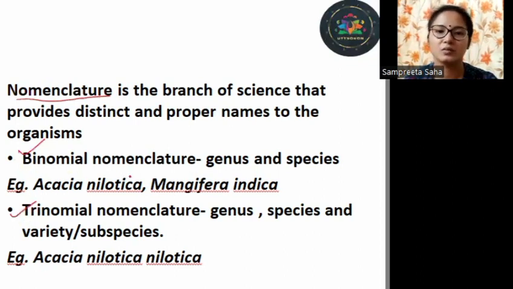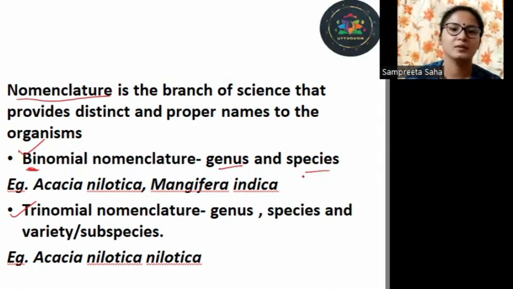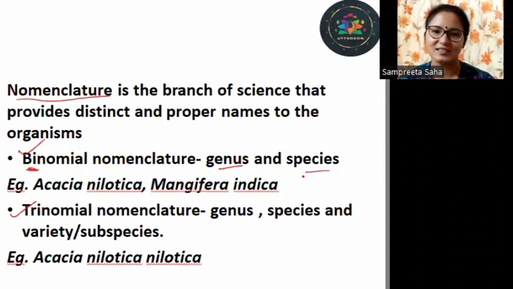So what is binomial nomenclature? Bi means two. So there are two parts to the name of the organism. Say for example, my name is Shomprita. My full name is Shomprita Shaha. So there are two parts. I have a name and I have a surname. Similarly, scientific names of organisms also have two parts, genus and species, the generic epithet and the specific epithet.